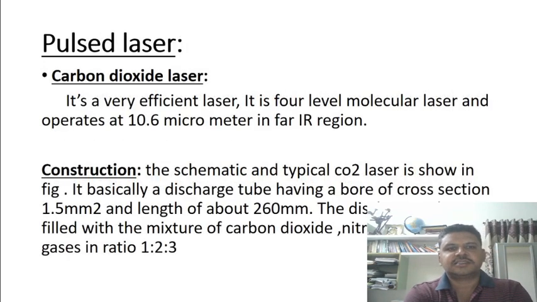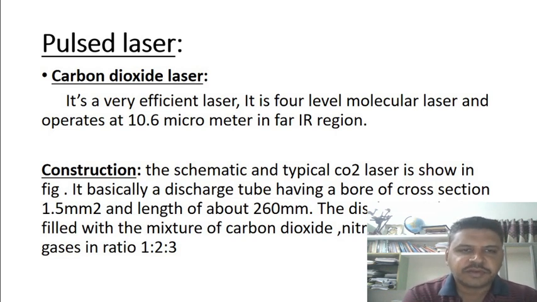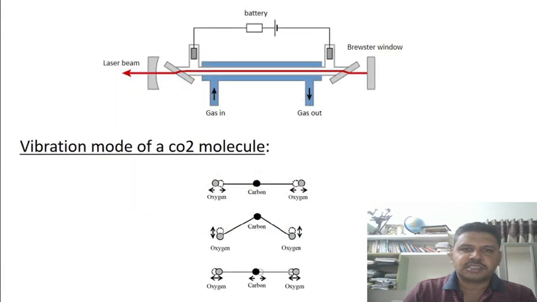First is the pulsed laser. An example for this is the carbon dioxide laser. It is a very efficient laser. It is a 4-level molecular laser and operates at the 10.6 micrometer infrared region. Here you see the construction diagram.